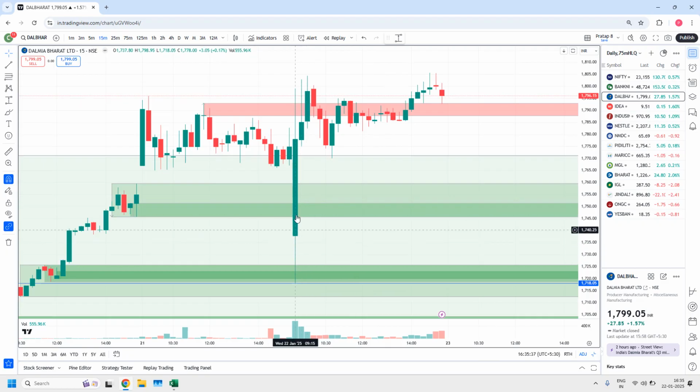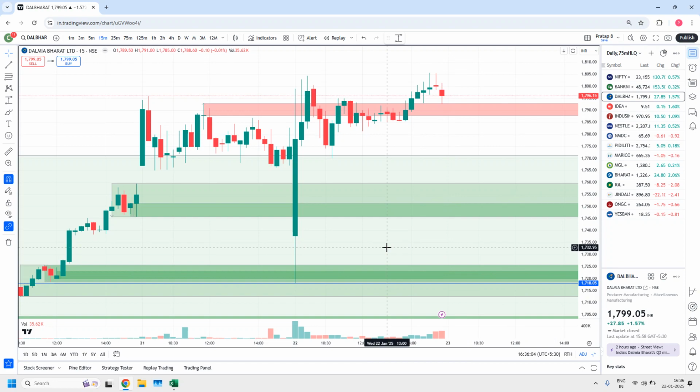Morning itself, sharply it moved. See how much profit, 27 rupees profit, which is 1.5% on your investment. If you would have taken in F&O, they would have given 5 times margin, maybe even more, and we would have got much better profit.